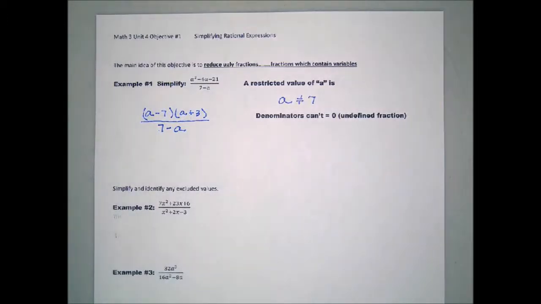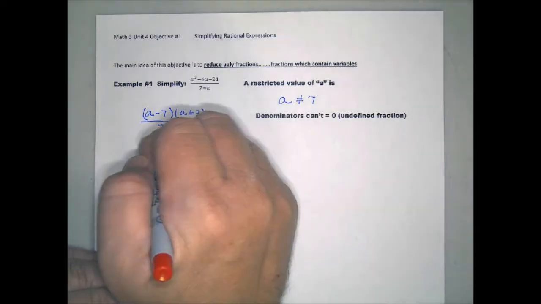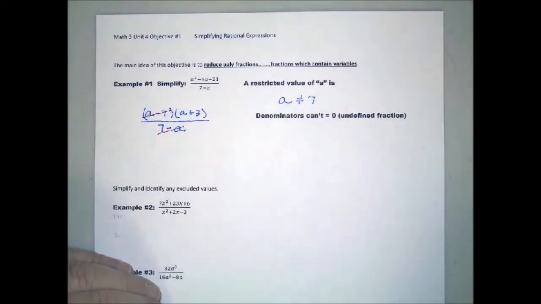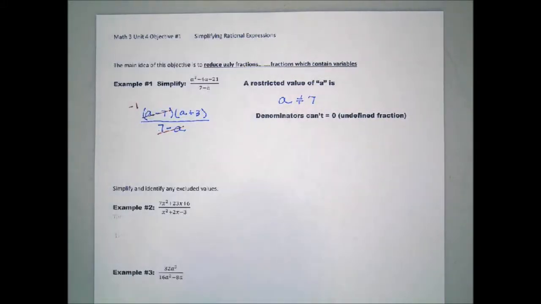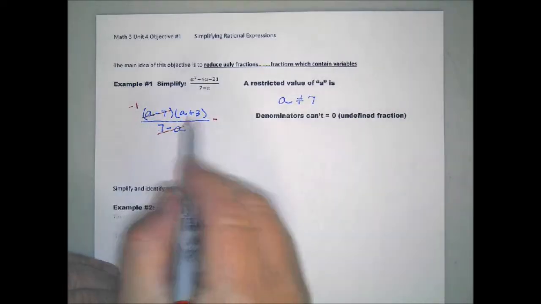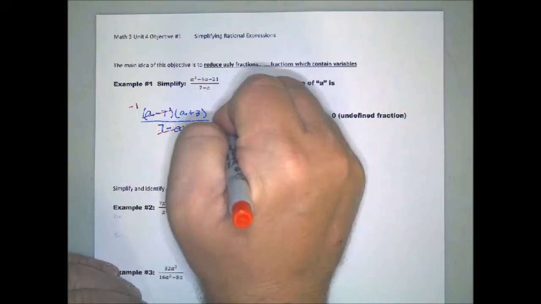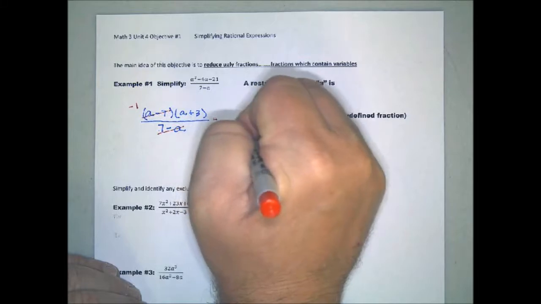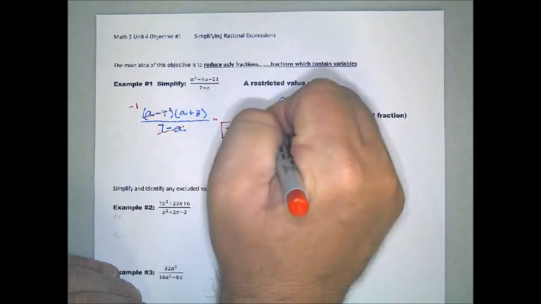Now I do have some reducing that I can do. A minus 7 and 7 minus a are perfect opposites, so I can cancel them or reduce them. And when they reduce, since they're perfect opposites, they reduce to negative 1. And so your final answer would simply be the opposite of a plus 3. And the easiest way of writing that would be to put the negative sign in front of the a plus 3. And that would be your answer.